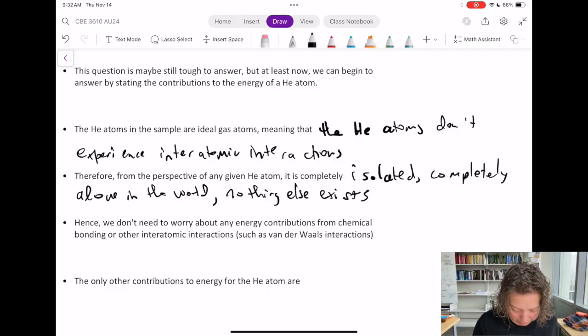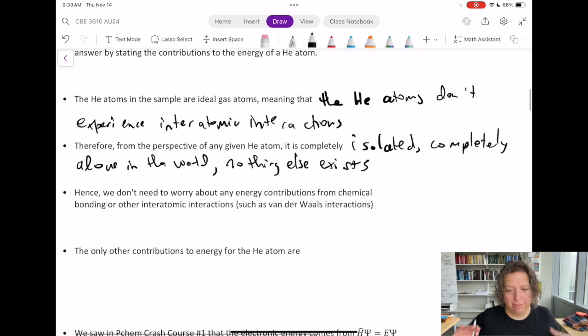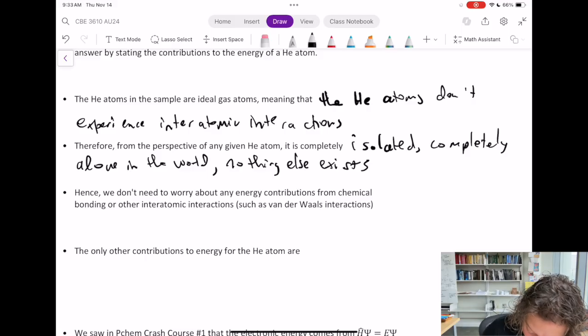It doesn't experience van der Waals interactions. It doesn't experience any sort of chemical bonding or non-bonding interactions. To all it knows, it is alone in the entire universe. The only thing that exists is it. So we don't have to worry about potential fields from other atoms or molecules because they don't exist.